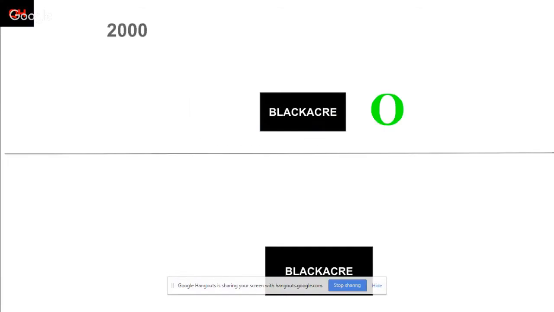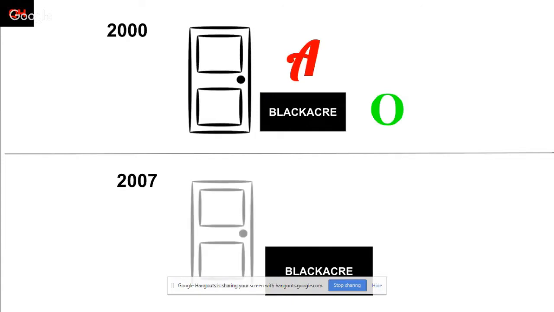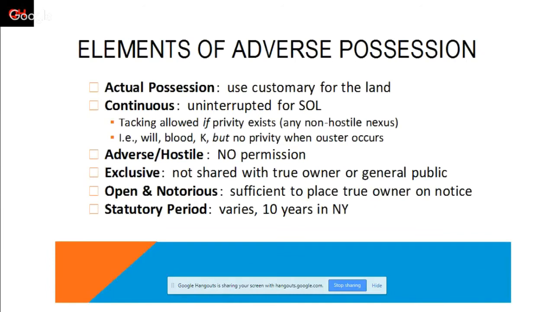Question 4. A enters adversely onto Blackacre, owned by O. In 2000, A abandons Blackacre, and B immediately goes into possession. If O does nothing, A owned Blackacre in 2010. So this seems to be testing continuous again.